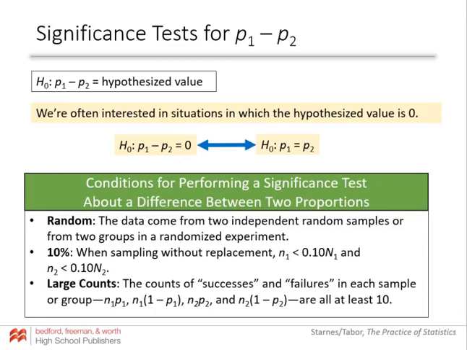Okay, and so to perform this test, we've got to check conditions like always. And these conditions should look very familiar to you. Our random condition: just like we talked about in part A, we need two independent random samples or groups in a randomized experiment. For our 10% condition, if we are sampling from a larger population, both of our samples have to meet that 10% condition. And then the large counts we have to do for both samples. So n1 times p̂1 and n1 times 1 minus p̂1, same thing for 2, and all of those numbers have to be at least 10. So none of that is new information.